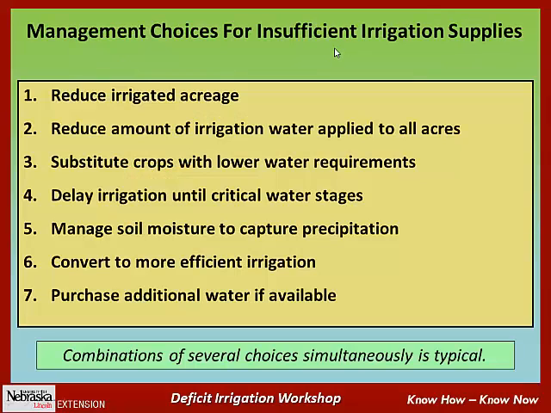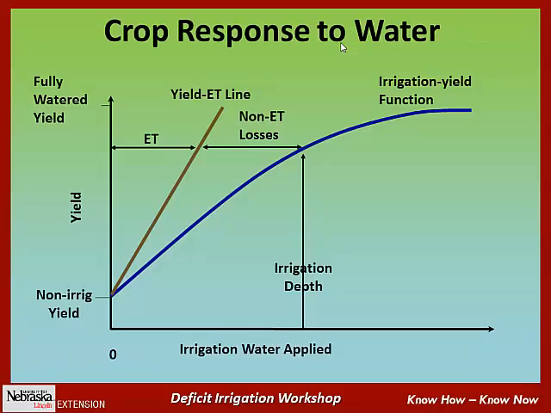So as a summary, some of the management choices that we have for insufficient irrigation supplies: we can reduce irrigated area, we can reduce the amount of water we apply to all the acres, we can substitute crops with lower water requirements, delay irrigation, manage soil water to capture more precipitation, maybe convert to a better, more efficient system. In some cases, if you have the alternative, maybe you want to think about buying water. How are you going to price that water? What's it going to be worth? Most likely, you're going to look at a combination of all these things.